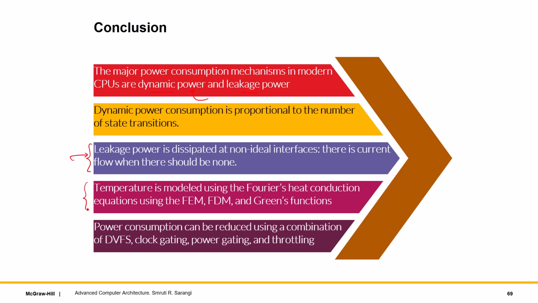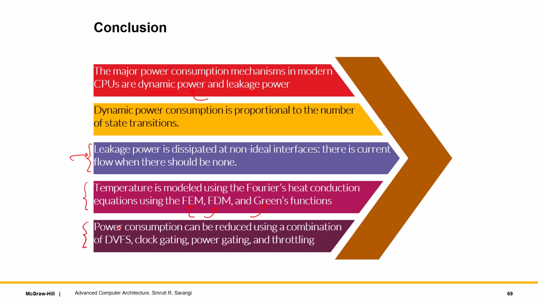Temperature modeling is tough, but it's not very tough as we have seen. We looked at Fourier's heat conduction equations and how they generalize to the finite difference and finite element methods, and how the Green's function fundamentally changes a quadratic problem to linear. Power consumption again can be reduced using a combination of DVFS, clock gating, power gating, throttling. And there are a few bespoke mechanisms as well, such as Drowsy caches for reducing leakage power.